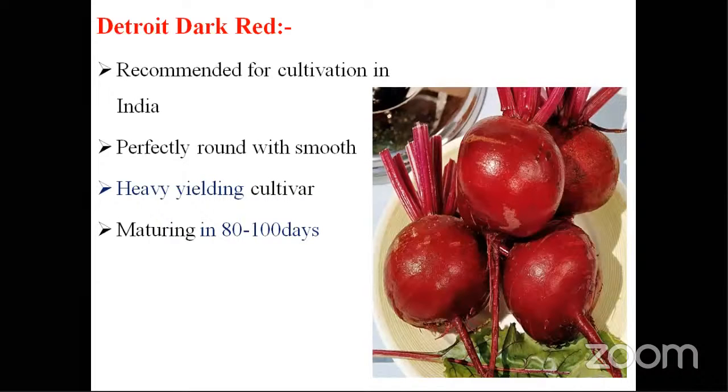So varieties of beetroot. When coming to beetroot varieties, am I going very fast? If I'm going very fast and you're not able to catch my speed, then let me know, I'll reduce it. Next, Detroit Dark Red, recommended for cultivation in India. Most of them are actually exotic, so only those adapted to Indian conditions, after the selection process, are released for cultivation in India. Recommended for cultivation in India is Detroit Dark Red, which can grow under heavy soil conditions also, and it is a high yielder as well.